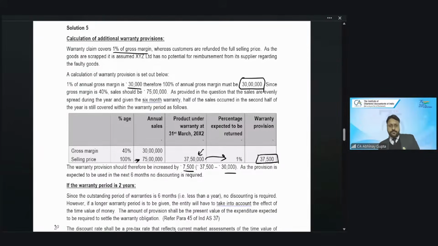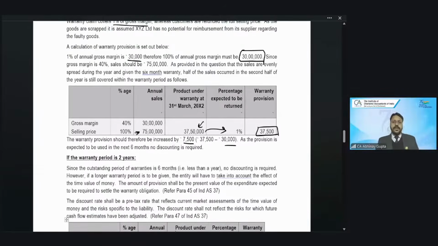So the question is simple and short. The answer is also simple and short. But the only thing is to find out the hidden information, how to arrive at these numbers.